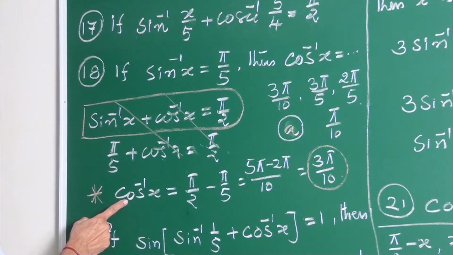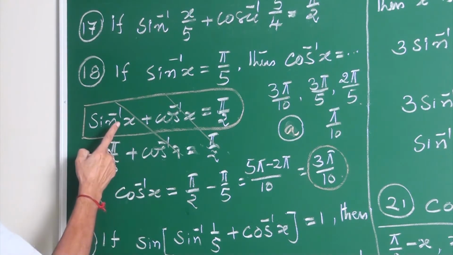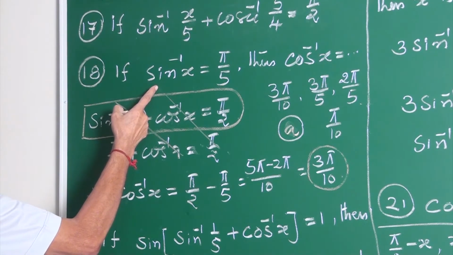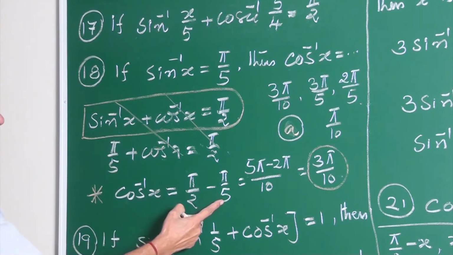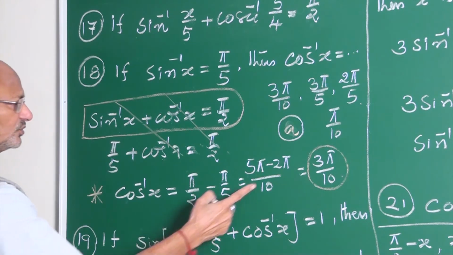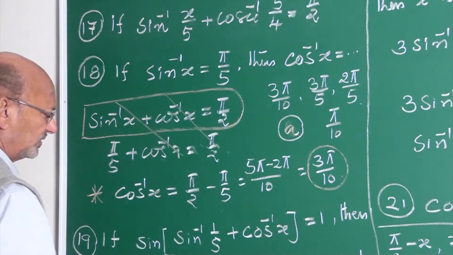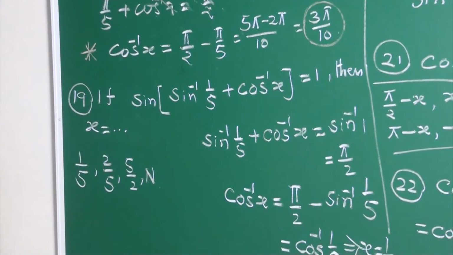So, cos inverse x equal to what? Pi by 2 minus the sin inverse x. What is the value of sin inverse x? Pi by 5. So, pi by 2 minus pi by 5. Simplifying this, you get 3 pi upon 10. Hence, the option is A, my friend. This is another good example.